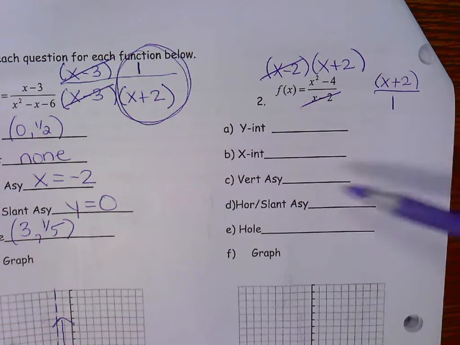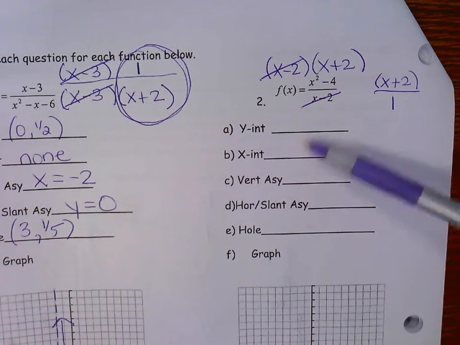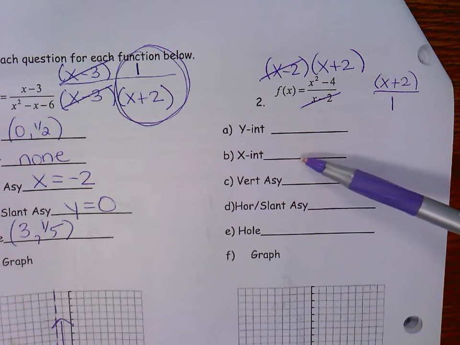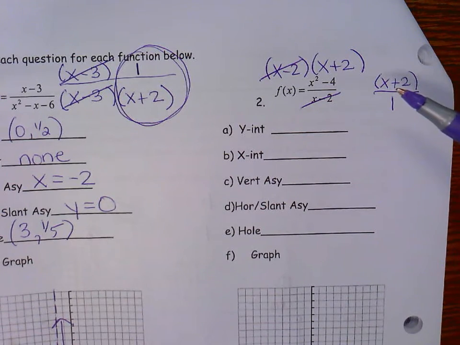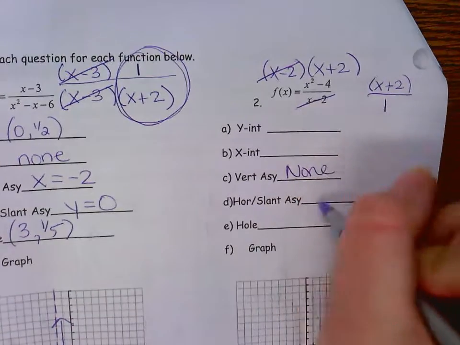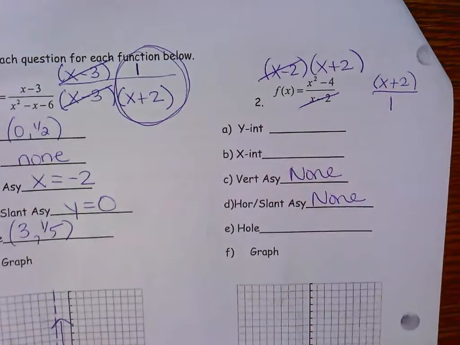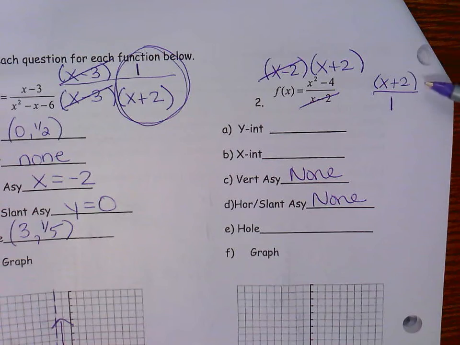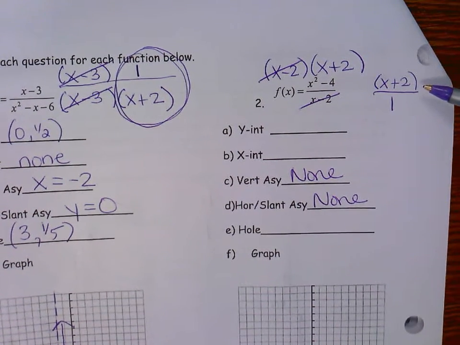It does have a y-intercept and an x-intercept, so you could find those like we've been finding if you want. But it's not going to have any asymptotes because it's not a rational function anymore. It's a line that's going to have a hole in it. So the hole is the one that I want to find.